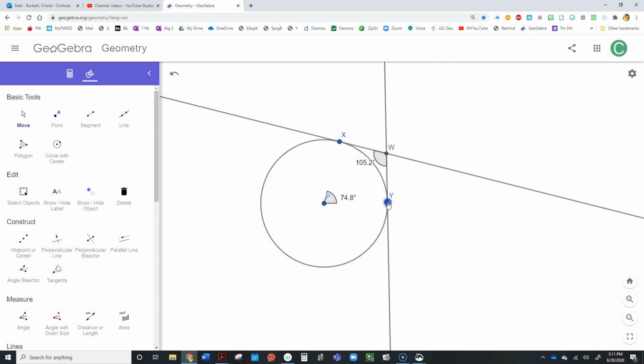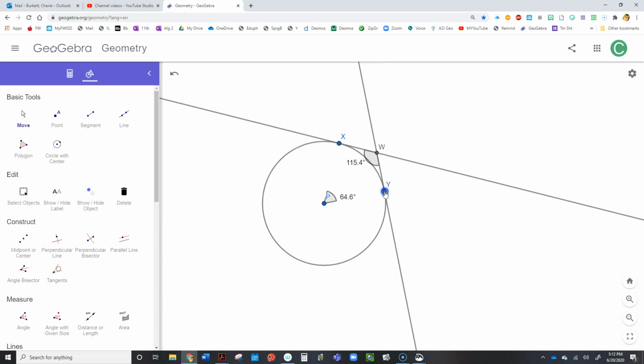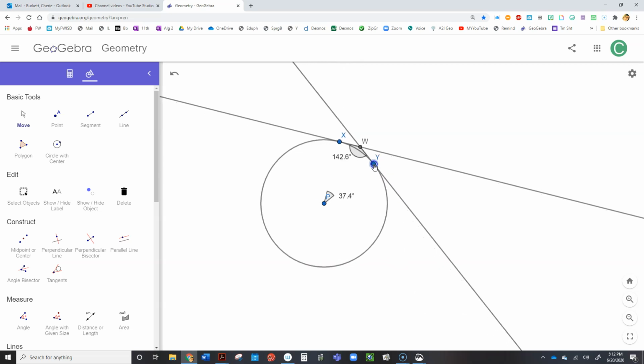What happens as I move Y closer to X? Well, the angle at the center, the central angle, is getting smaller. What's happening to the angle that's at W? It's getting bigger. And not only is it getting bigger, but it's also getting closer and closer to the circle. So the closer W is to the circle, the bigger the angle is.